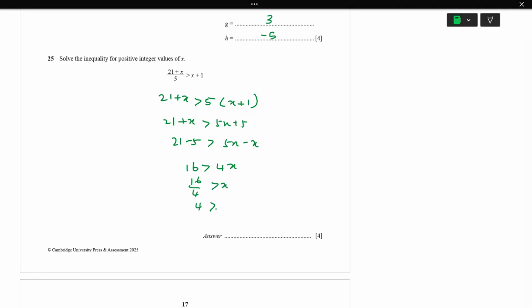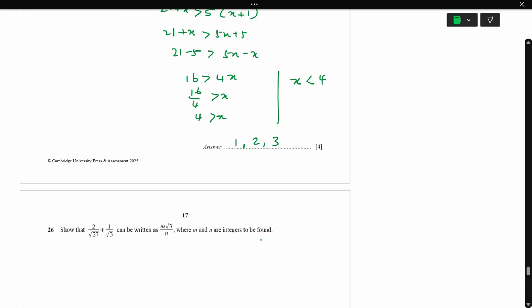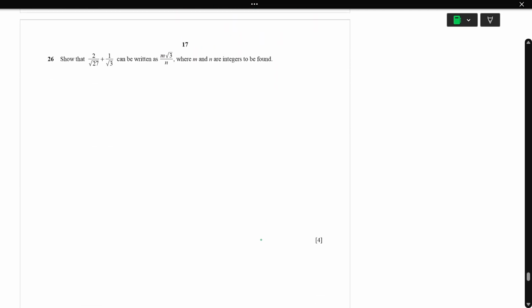So 4 greater than x. I'll swap: x is less than 4. So here they asked only positive integer values. So we need to write positive integers starting from 1. So 4 is not included. Integer, there are no decimals. Okay, so 1, 2, 3. That's it.